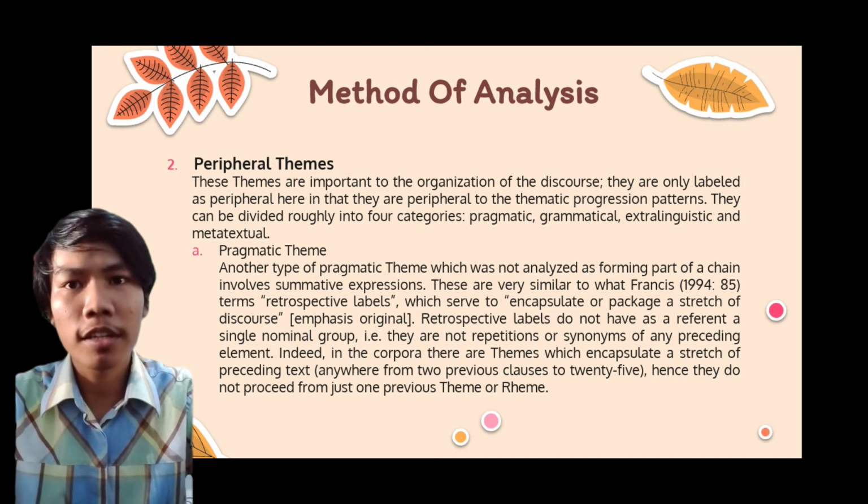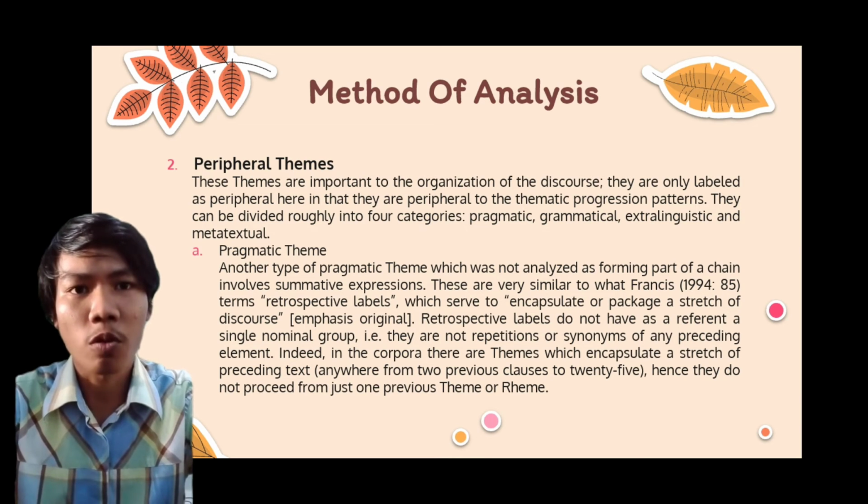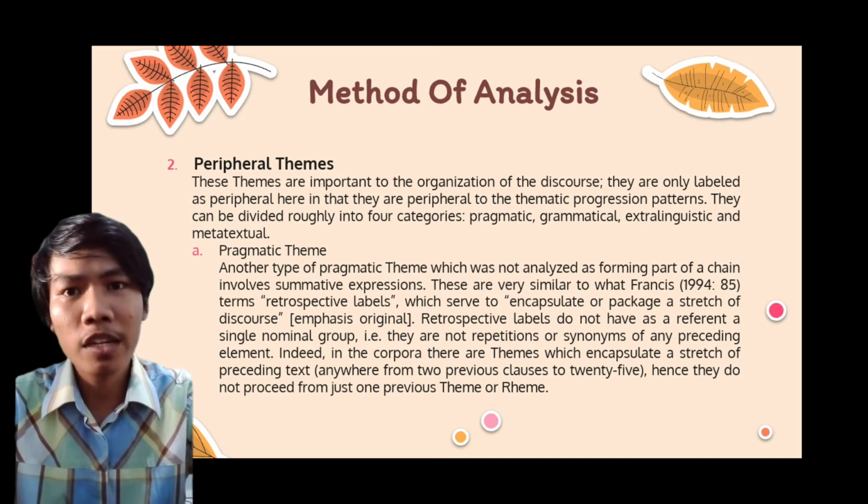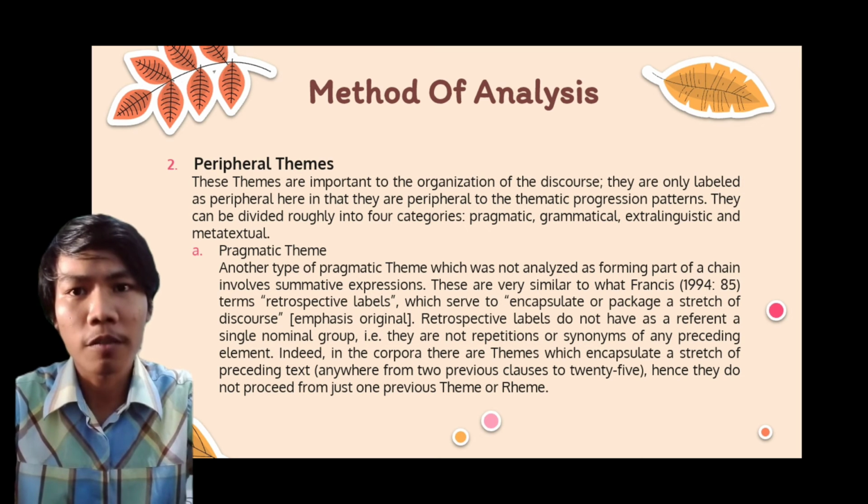The next material is peripheral themes. These themes are important to the organization of the discourse. They are only labeled as peripheral here in that they are peripheral to the thematic progression patterns. They can be divided into four categories: pragmatic, grammatical, extralinguistic, and metatextual.